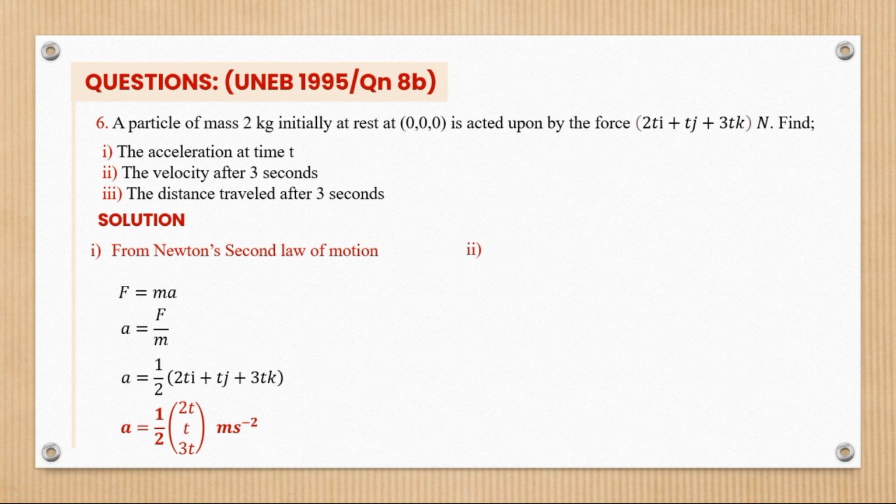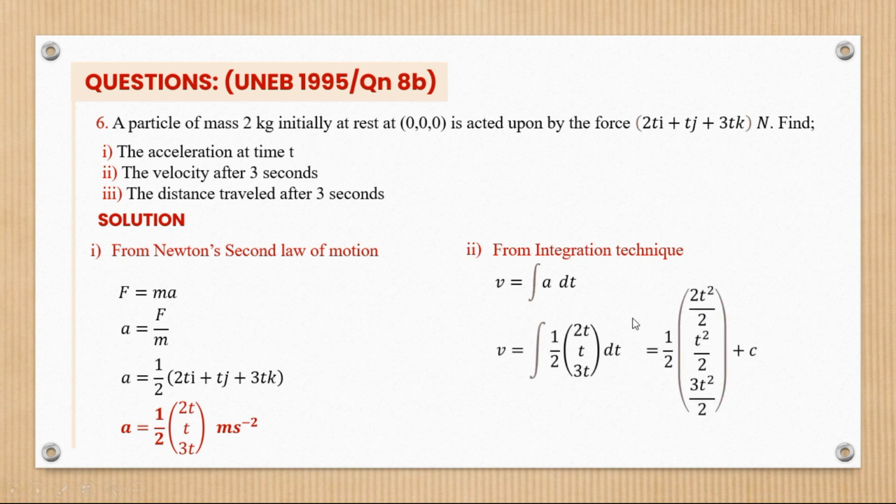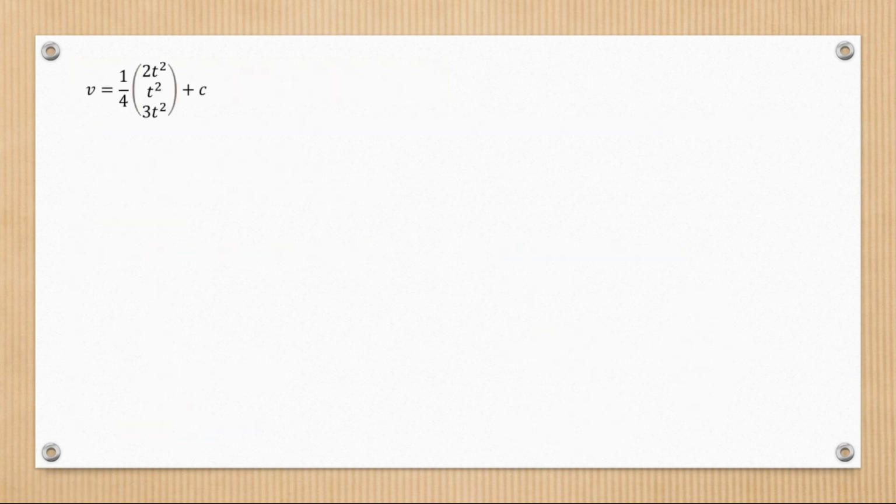You find velocity by integrating acceleration. From the integration technique, v is equal to the integral of acceleration. When I put that in, this 2t will give me 2t squared over 2 when I integrate it. Then this t will give me t squared over 2. Then 3t will give me 3t squared over 2. So this is what I have, plus c. Each value here has a half in common, so I can pull out a half. Then we have this half times the half that we have outside. A half times a half gives 1 over 4, into (2t squared, t squared, 3t squared), plus c.